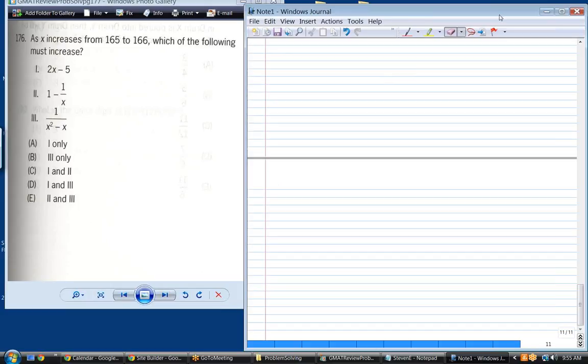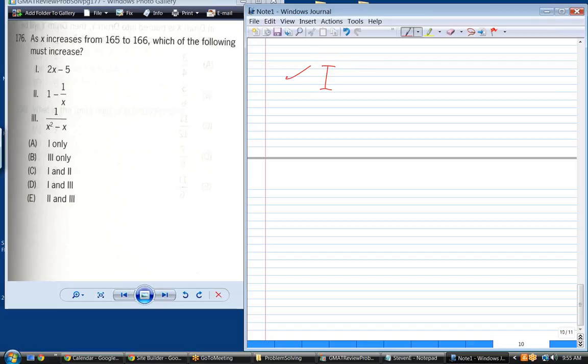I like this one. I'm always amazed at how clever they can be on their questions. 2 times some number between 165 minus 5. Did it increase? Okay, so 1 is correct. I'm not entirely sure, but I think that would work.